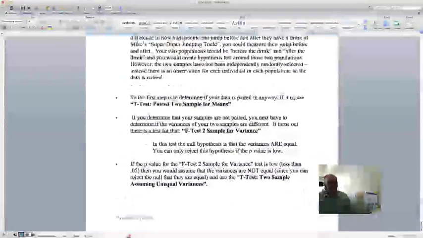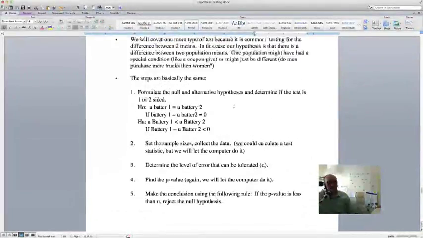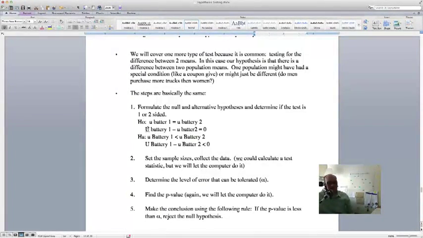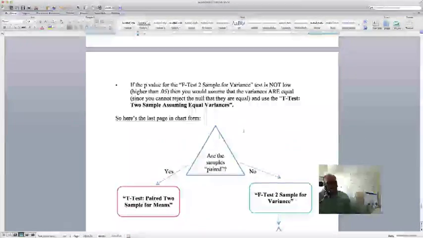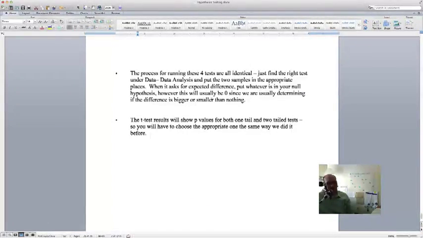So a couple pages back, remember, here's our null hypothesis: mu of battery 1 minus mu of battery 2 equals 0. This is my null hypothesis. This is the expected difference. Sometimes it's not 0, sometimes it's something other than 0, but almost always it's 0. All right, so this is what you'll see when you start running this. It's going to ask you what you suspect the difference is going to be, 0, whether the difference is bigger or smaller than nothing. The default is 0, so if you don't put anything in there, you're good to go.